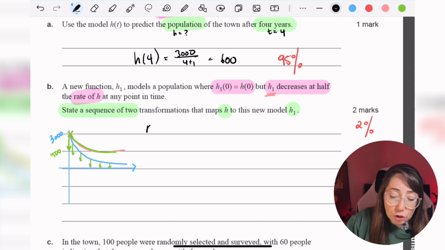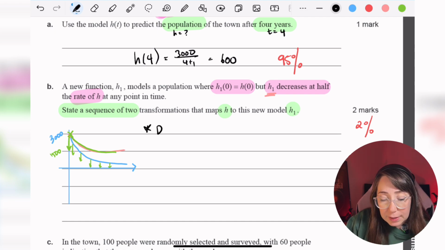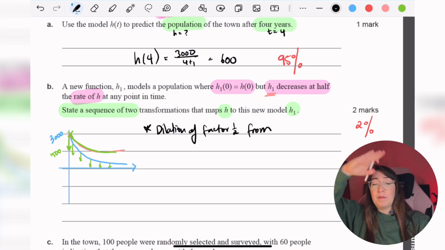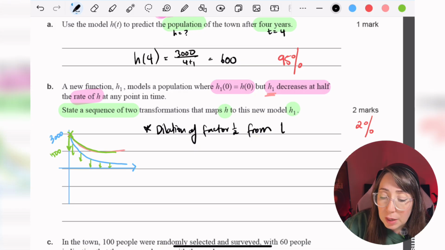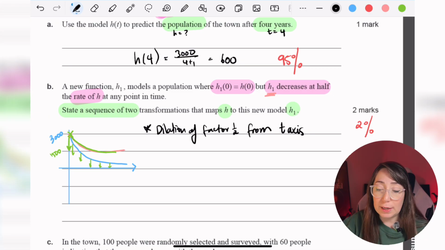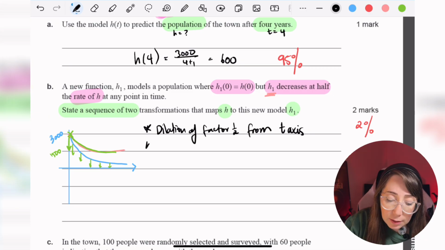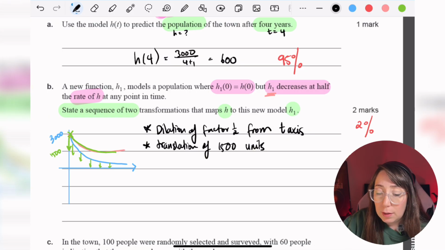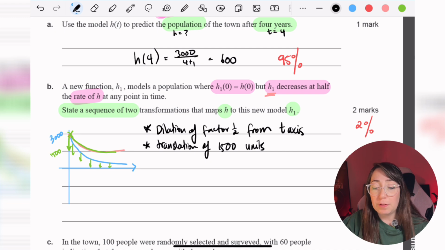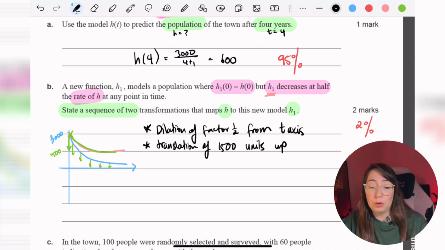So our two transformations would be, we will have a dilation of factor 1/2 from, and because we're moving in a vertical direction, it's like we're starting at the t-axis and then we're moving away from it. You can also say parallel to the h-axis, either way. And then we will have a translation of 1,500 units. The formal way is to say in the positive direction of the h-axis, but it's actually okay and accepted to just say up. That's fine too.